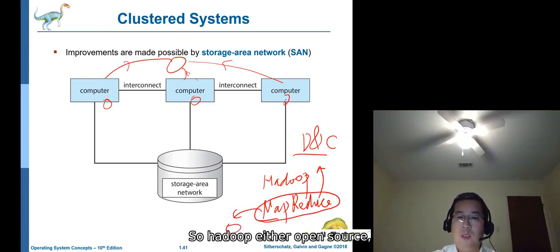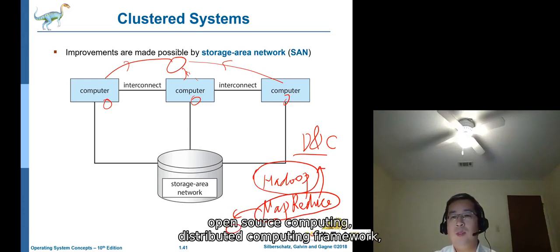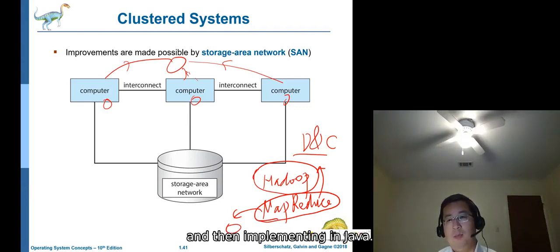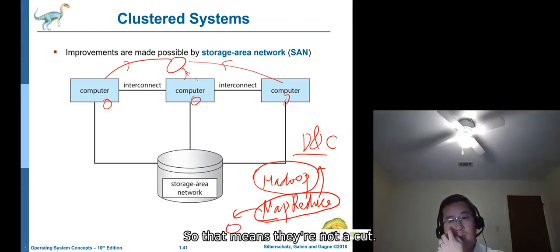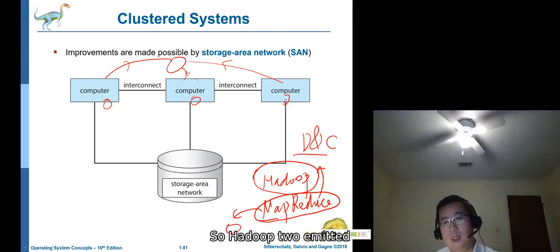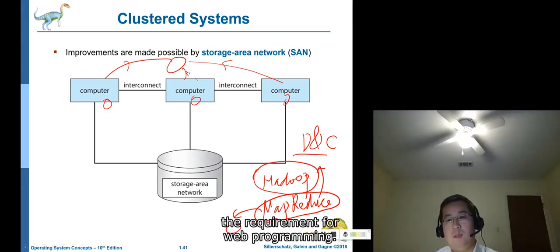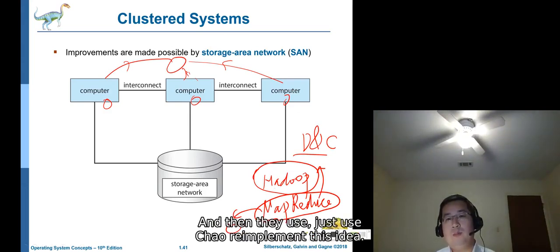So Hadoop is an open source distributed computing framework, and it's implemented in Java. Initially, MapReduce was implemented in C++. So that means not easy, right? So Hadoop, to meet the requirement for web programming, just used Java to re-implement this idea.